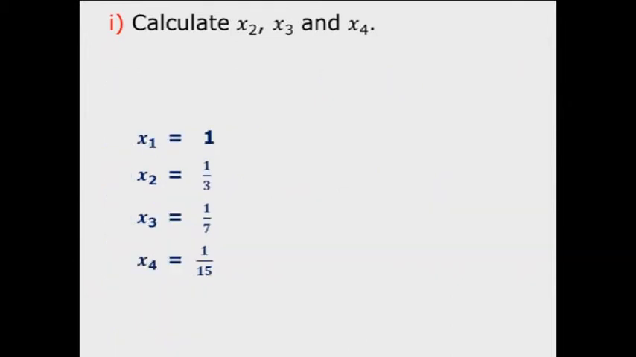So we have now done the first part of the question. We've calculated x2, x3 and x4. So x1 is 1, x2 is 1 over 3, x3 is 1 over 7, and x4 is 1 over 15. That's our first part done.